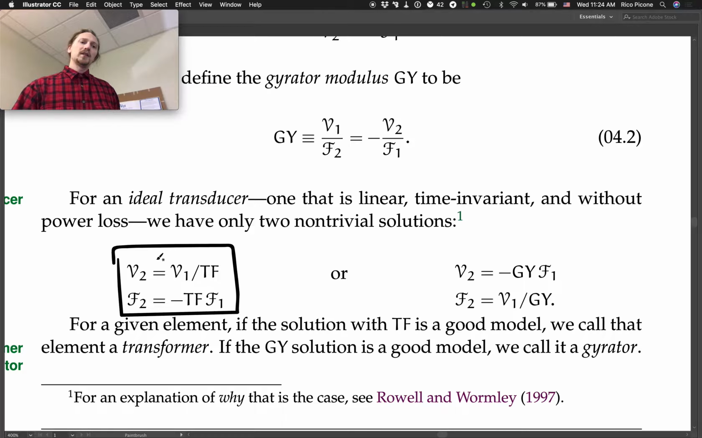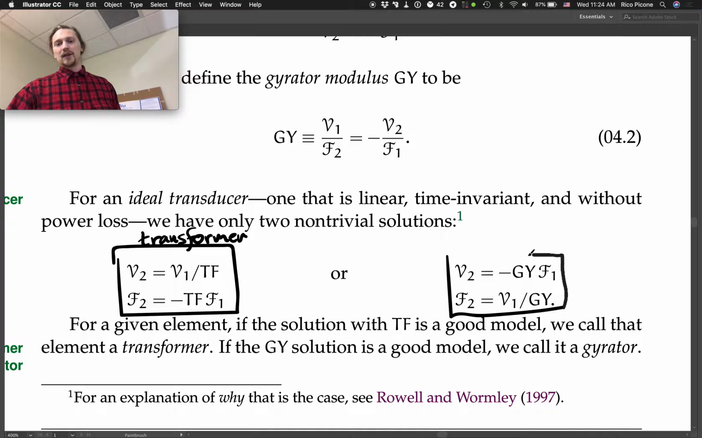So this is called a transformer if this equation is a good model for a given transducer. If this one over here is a good model for your transducer, then we call it a gyrator.